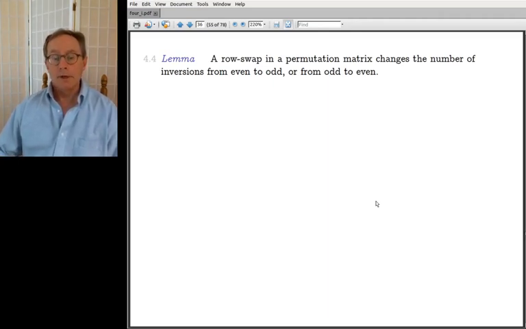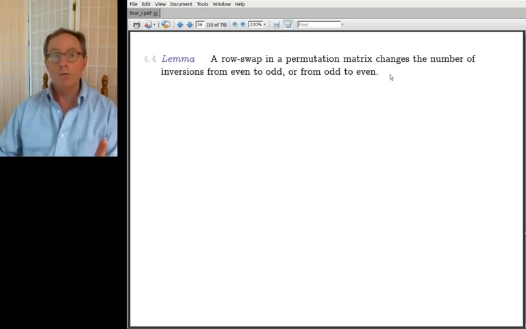And of course, I'm interested in calculating the determinant of a permutation matrix, so I'm interested in whether an odd number or an even number of row swaps it takes to get from the permutation matrix you're given to the identity matrix. Because remember, each row swap changes the sign of the determinant. So this lemma says a row swap in a permutation matrix changes the number of inversions from even to odd or from odd to even.